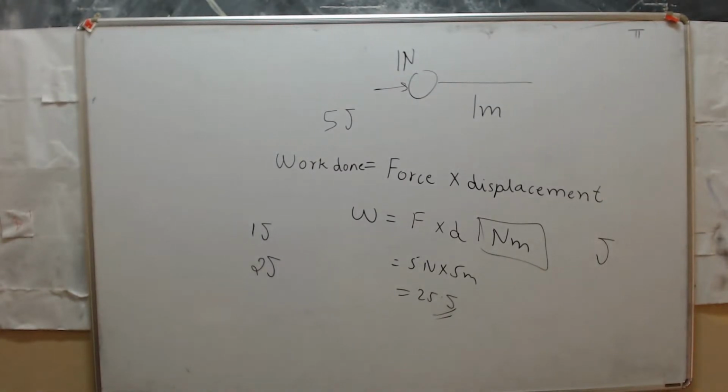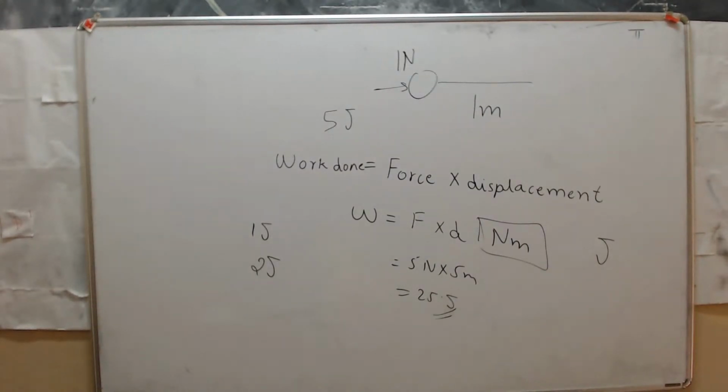If 5 Newton force is applied to an object and it covers 5 meter, no, it's wrong, Nitin Kumar. And the object is 10 kg? No, it's wrong. Why are you using that 10 kg? Here we don't want that mass, right? We know the formula only: work done is equal to force into displacement.